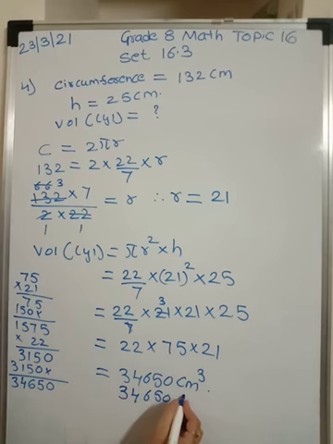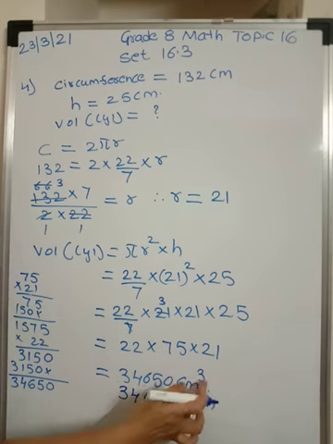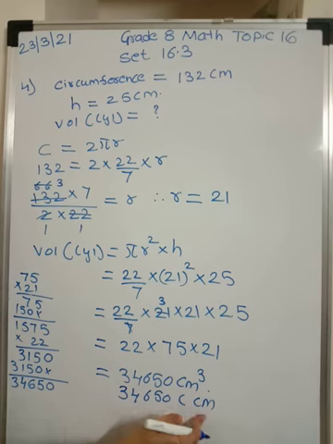34,650 cubic centimeter. Both are correct. Centimeter cube or cubic centimeter. Is this clear?